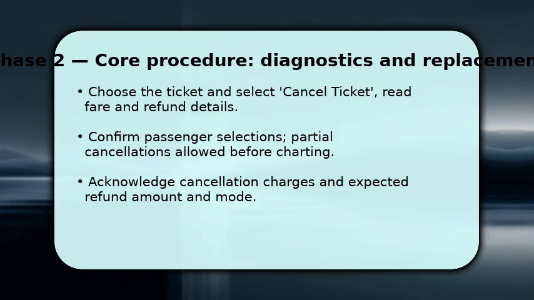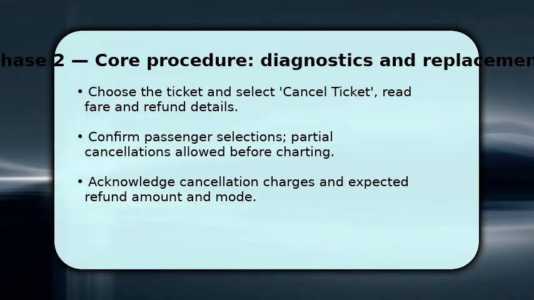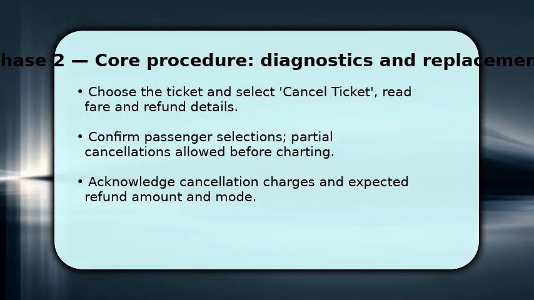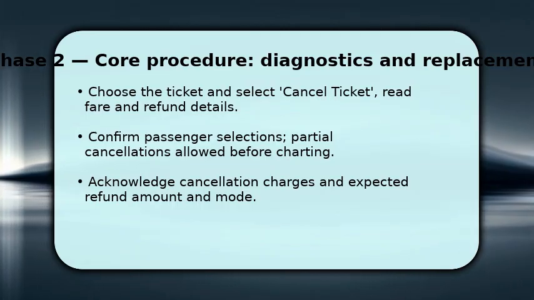Next, select which passengers to cancel if you want a partial refund. This matters when some passengers travel and others do not. After selecting Confirm Cancellation, IRCTC will apply the railway's charge structure and show the net refund and payment mode. Keep your bank details in mind because refunds go back to the original payment source.